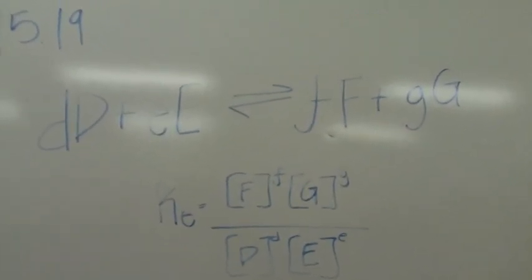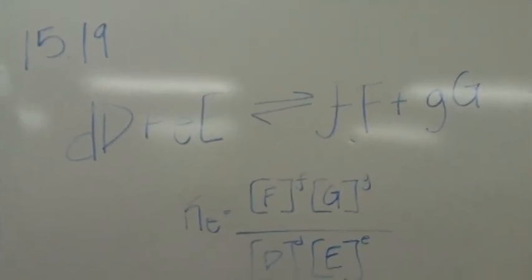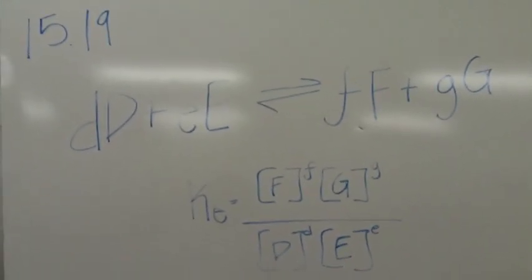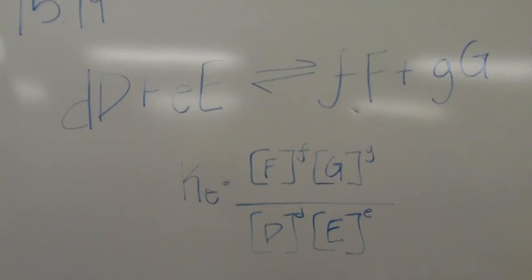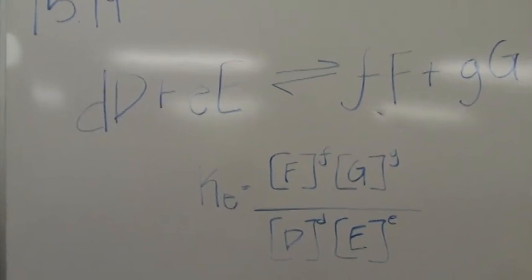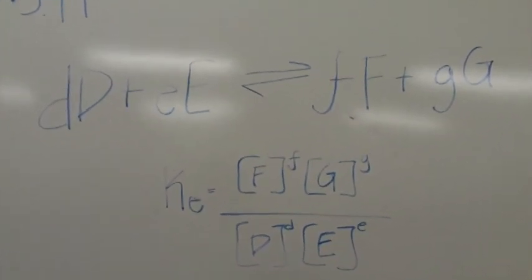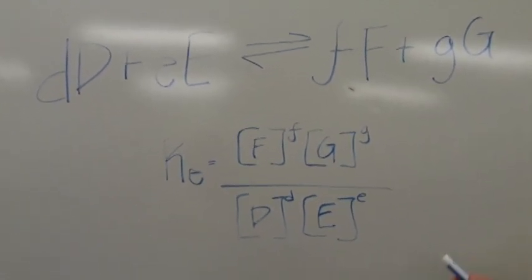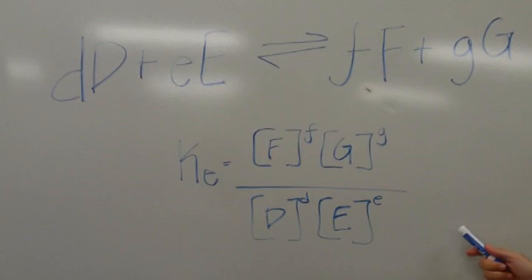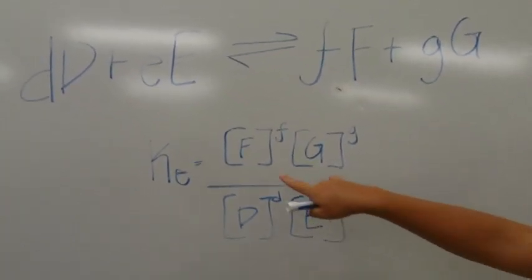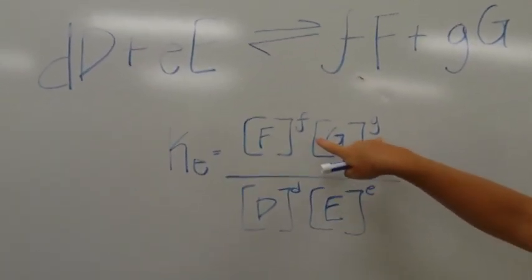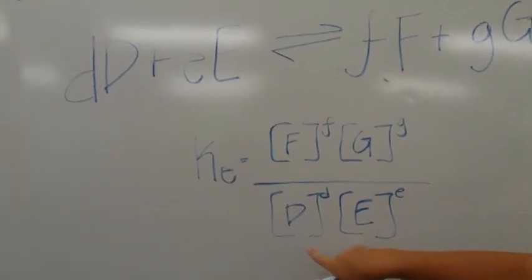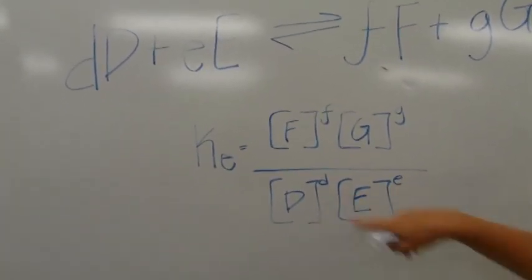15.19. Write the equilibrium law for each of the following gaseous reactions in terms of molar concentrations. All right, so for this problem, it's going to be important to have the equilibrium law, which is written out as follows. Basically, we have the concentration of the products raised to their coefficients divided by the concentration of the reactants raised to their coefficients.